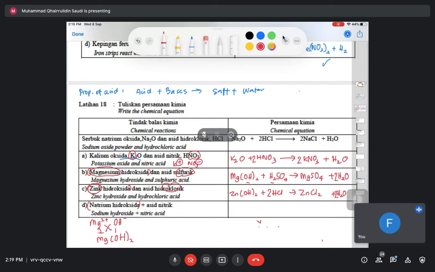Next, sodium hydroxide plus nitric acid. You will get salt plus water, and your salt will be sodium nitrate. Sodium nitrate, and I think it's all balanced. There, that is the answer. Next one.